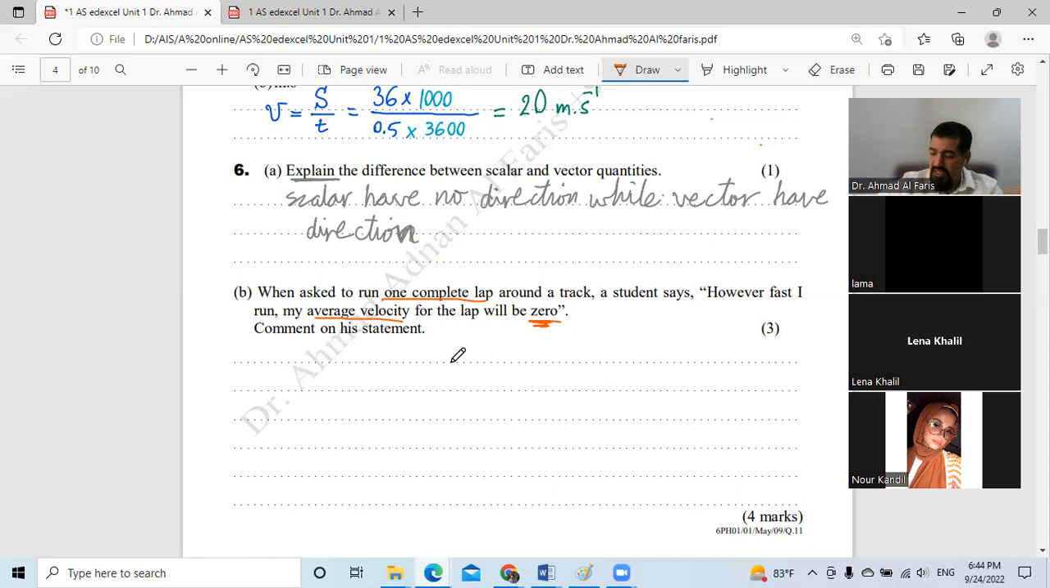Excellent, bravo. If we have a complete lap here, that means I will start and finish at the same point, as we talked about the bee, or about the fly. Since the starting and the finishing point is the same, there's no displacement here. So when there's no displacement, there is no what? Velocity.